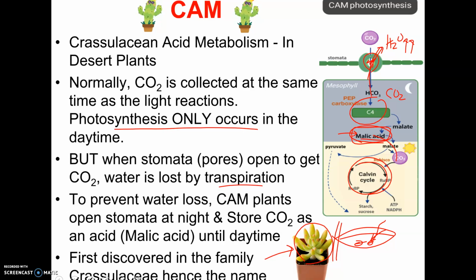So these are two modifications, C4 and CAM, that can allow photosynthesis to occur in either high oxygen environments, which a lot of plants use C4. You could look up which plants use it. And then desert environments for CAM.